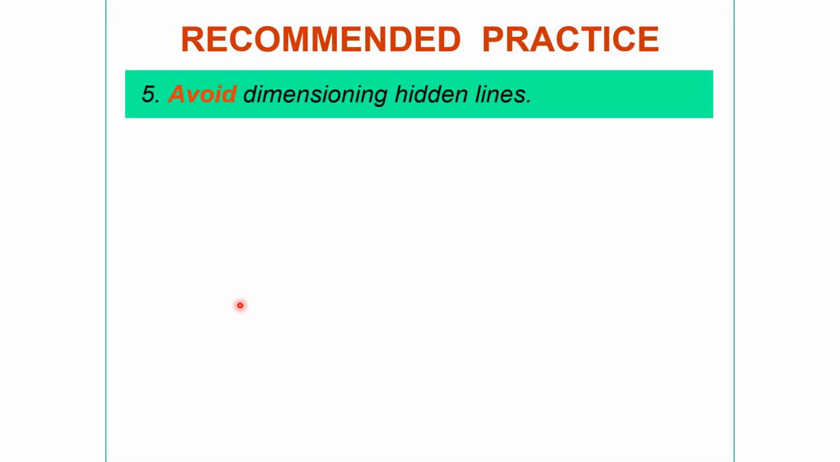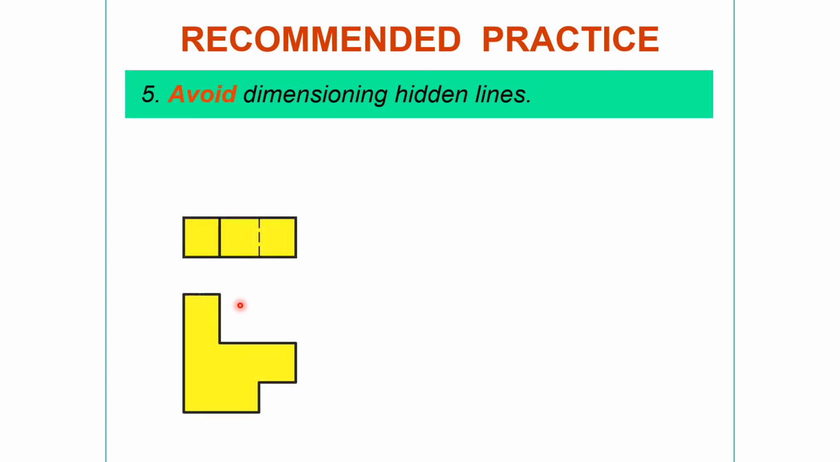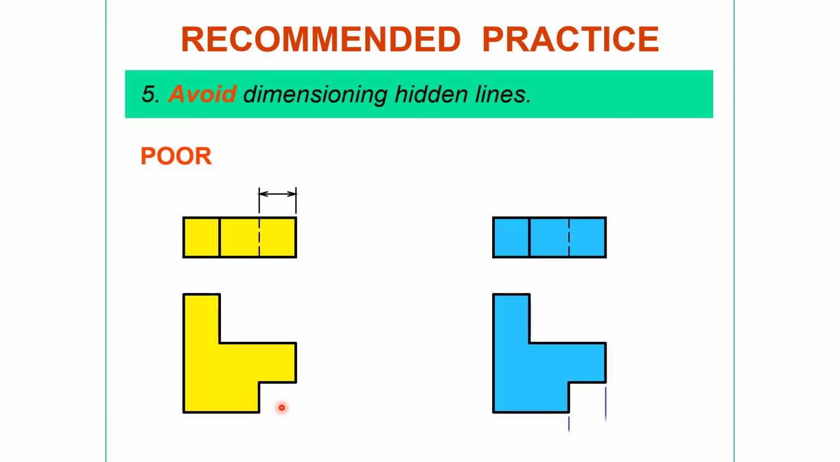Avoid dimensions on hidden lines. So you have to avoid the dimensioning of hidden lines. Why? Because you can do better detailing in the top view, so you should detail the object here. That will be good, like here, like here. That is a good one.